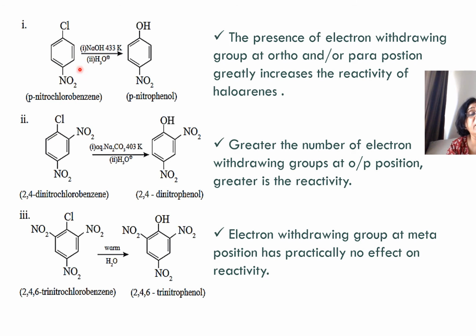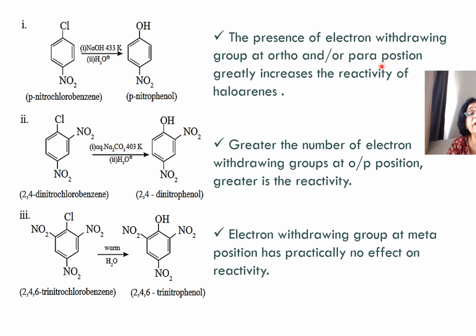Here you see when there is one nitro group present on the para position, the reaction is happening at 433 Kelvin, while without this nitro group, it was happening at a much higher condition, more than 600 Kelvin. But if we put one more nitro group on the ortho position, then the temperature decreases still further, down to 403 Kelvin. And if three nitro groups are present on the ortho and para positions, then the reaction becomes all the more possible, and it happens with the presence of water and warmth.